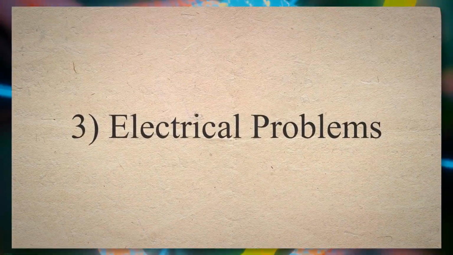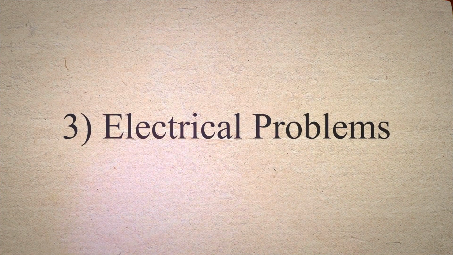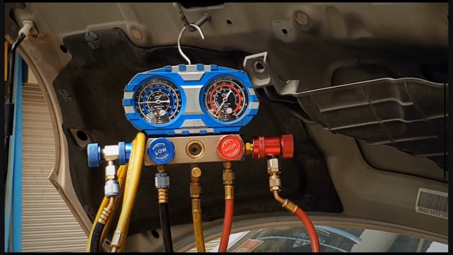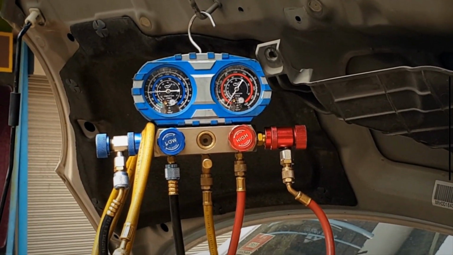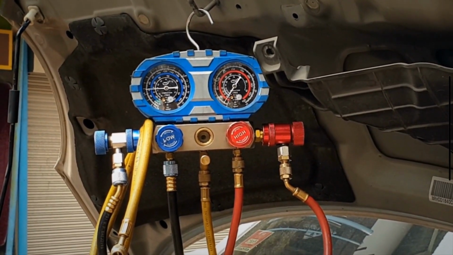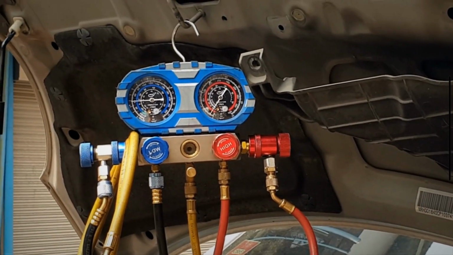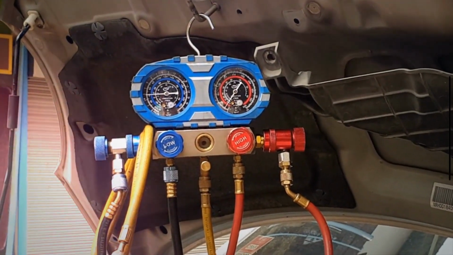3. Electrical problems. The air conditioning system relies on electrical components such as relays, fuses, and sensors. If any of these components fail or have a wiring issue, the system may not work correctly.